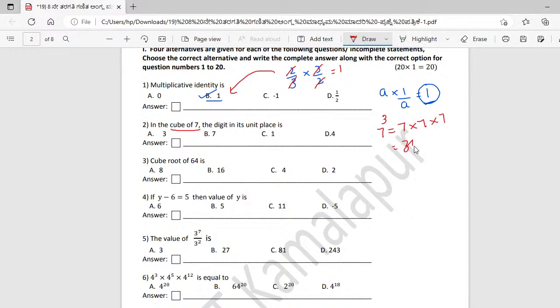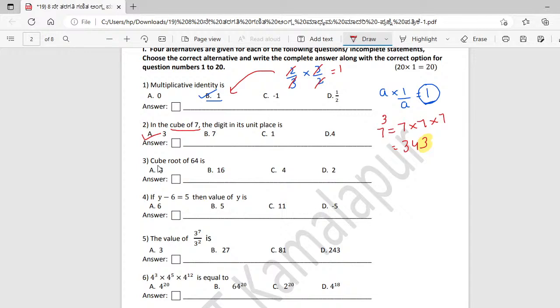343. And which is the number at the unit place? Obviously that is the last digit, which is 3. Just search whether 3 is there in our options. Yes, it's there. The first option itself is 3, and that's our correct answer. The second one is 3, and let's go with the third one.